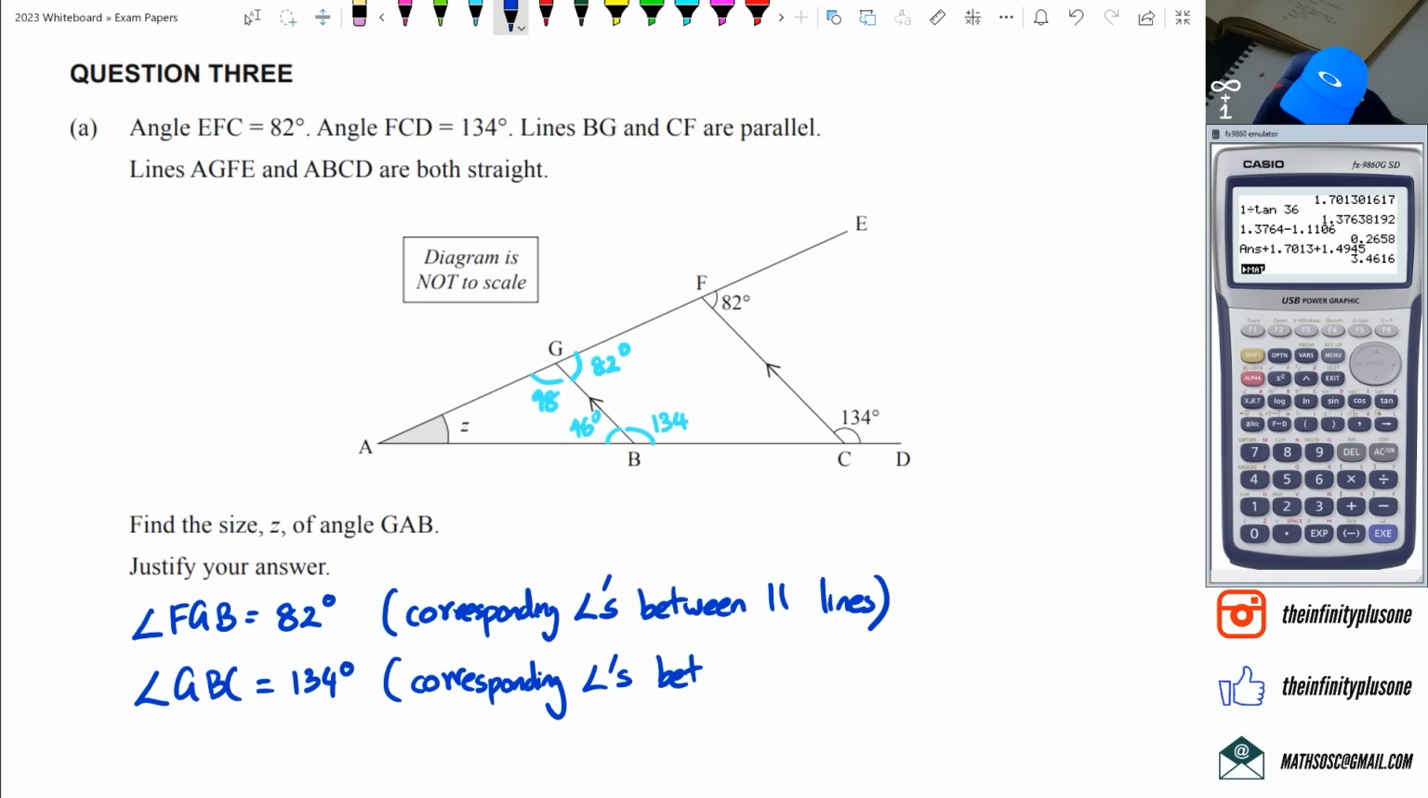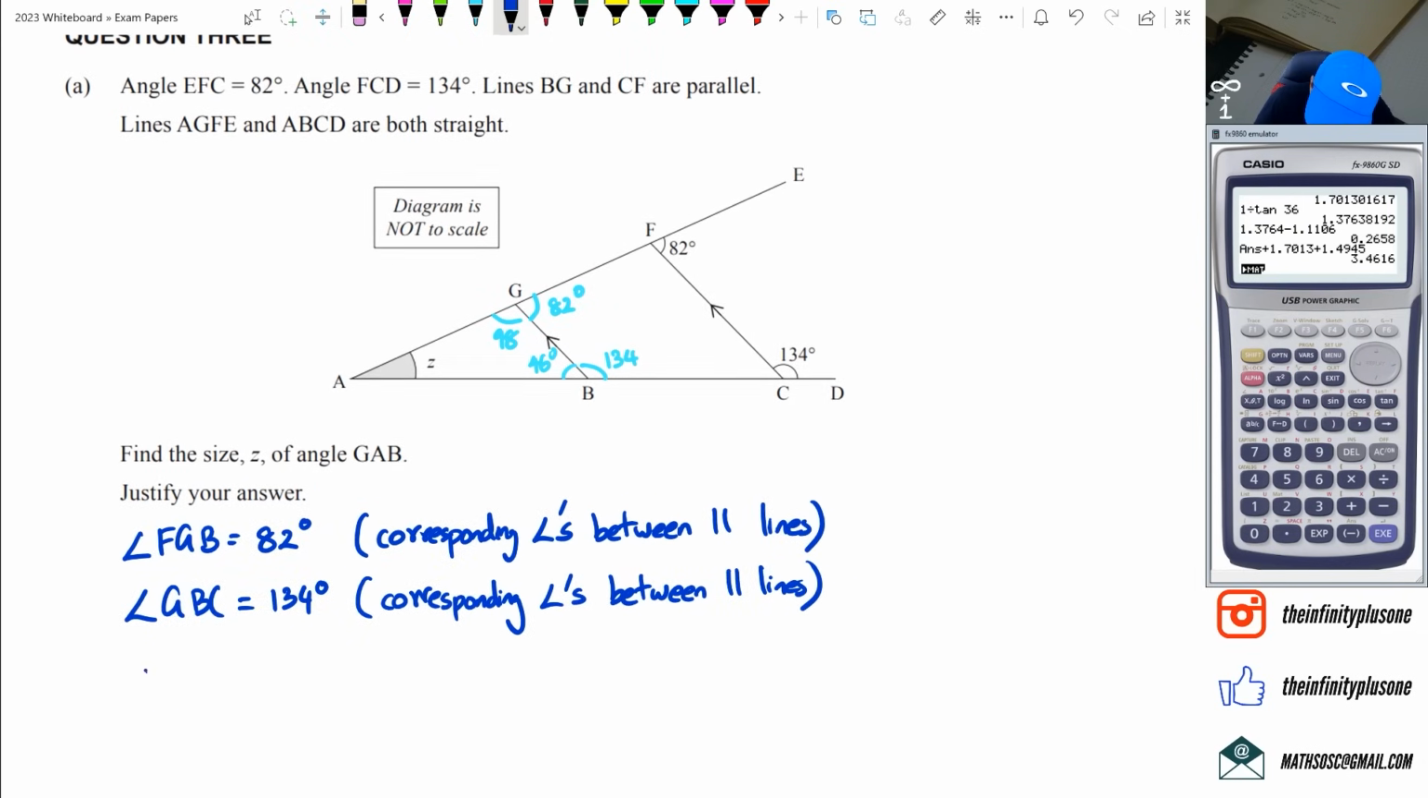Corresponding angles between parallel lines. Once that's done, I've got angle AGB, which equals 180 take away 82, and that's going to give me 98 degrees because angles in a straight line equal 180 degrees.